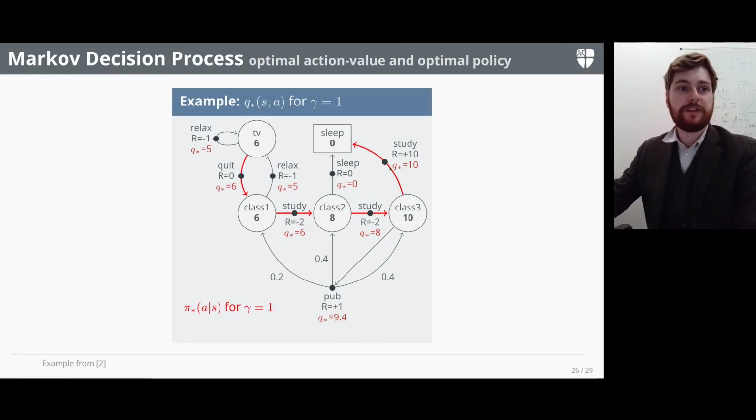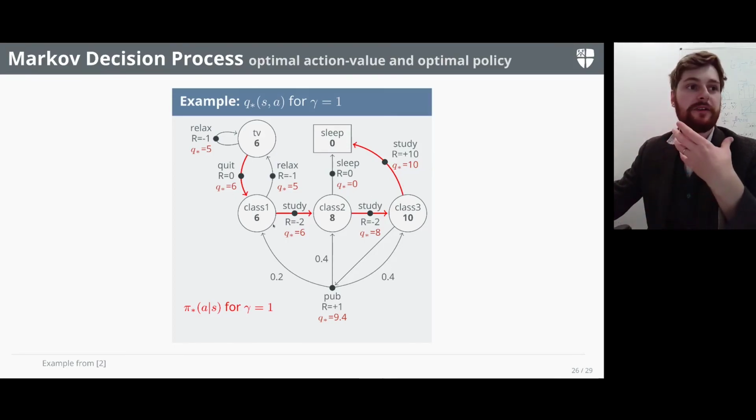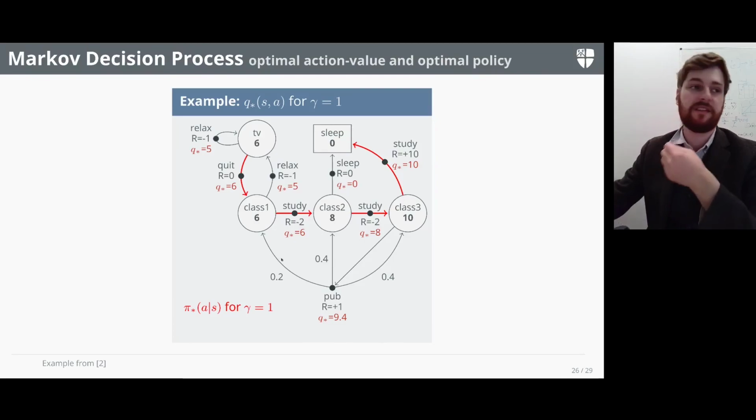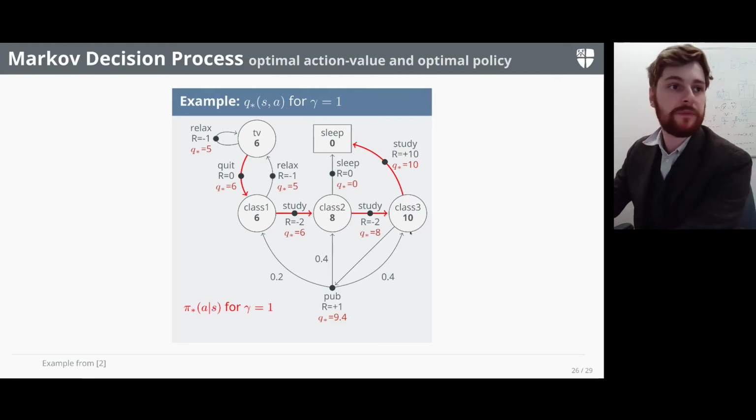We'll see how to actually compute these optimal value functions. But the optimal policy is shown here in the red edges. And it intuitively relates to the optimal action value function. The optimal policy is always the one that picks the highest Q. So that's the optimal policy for gamma equal to 1.